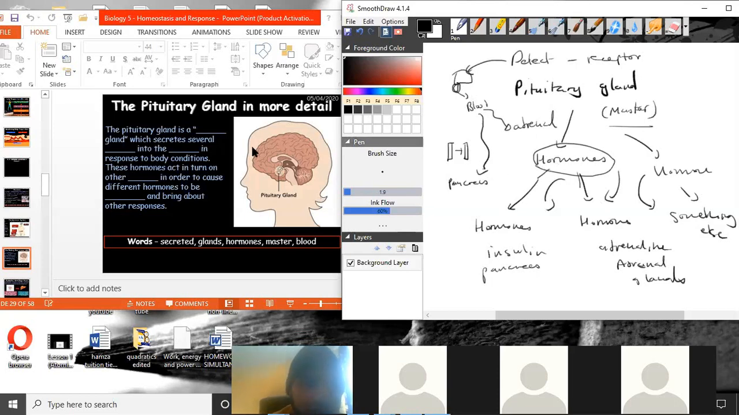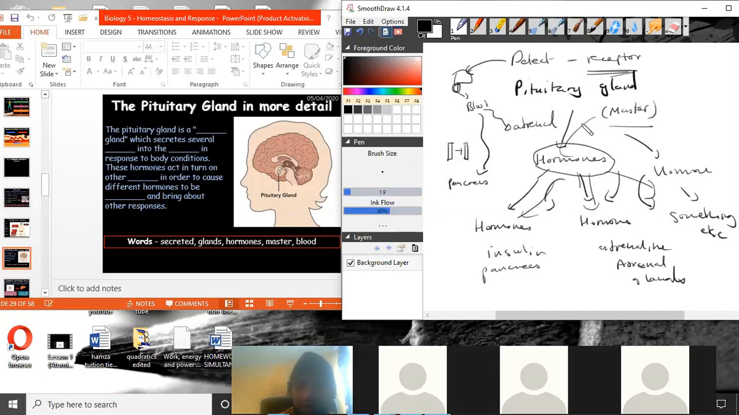So we'll say it again. The pituitary gland is a master gland which secretes several hormones into the bloodstream in response to body conditions, in response to something that's being detected. These hormones act in turn on other hormones. So the hormones that the pituitary gland releases might act on other hormones, in order to cause different hormones to be released and bring about other responses.